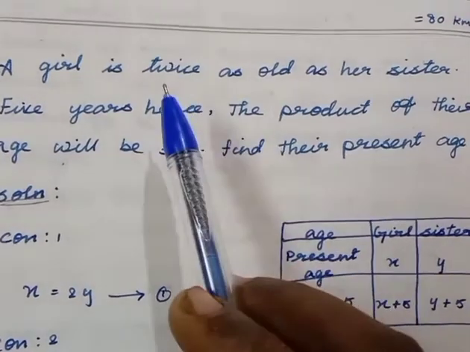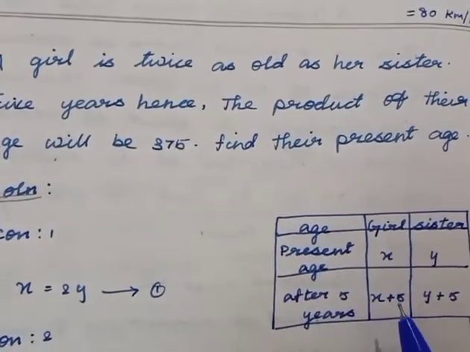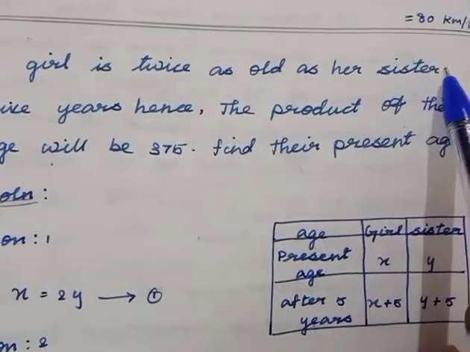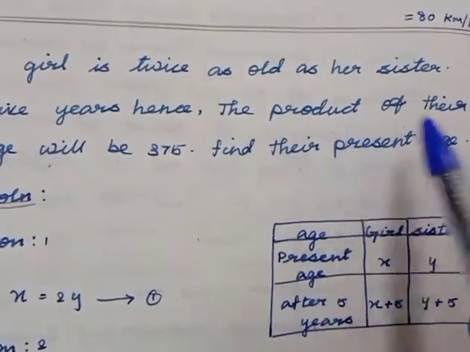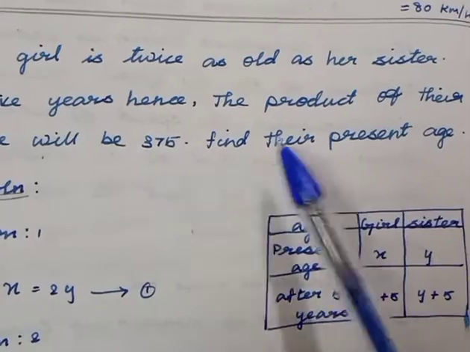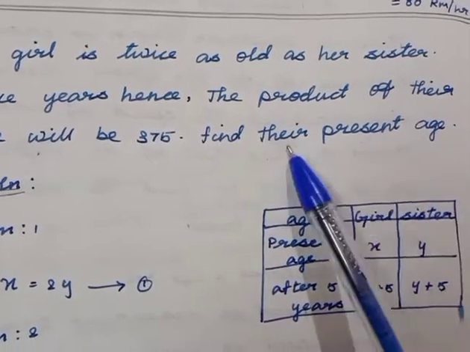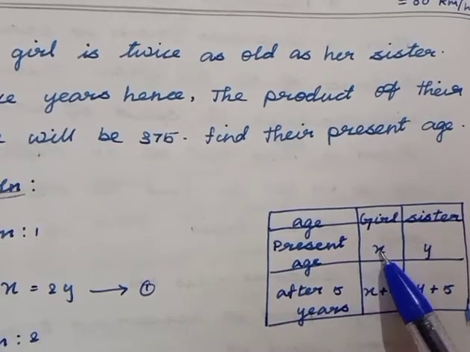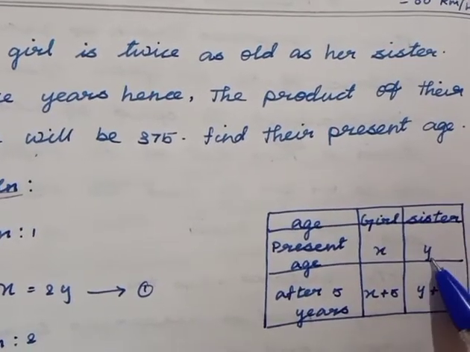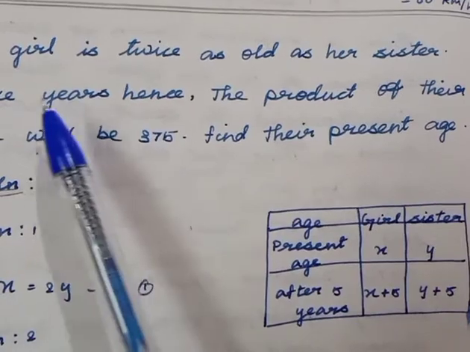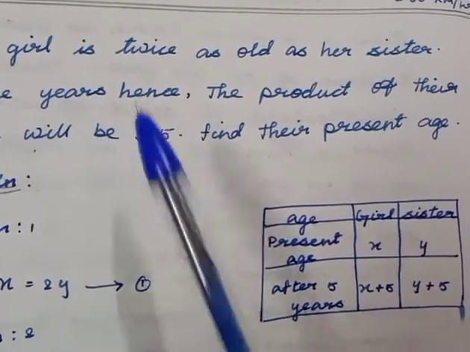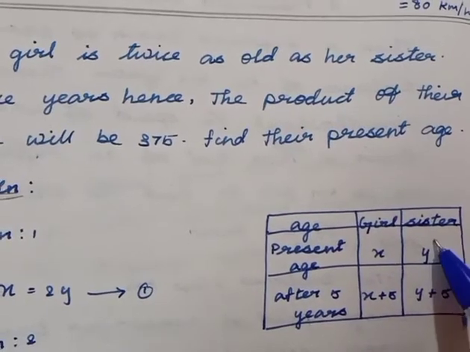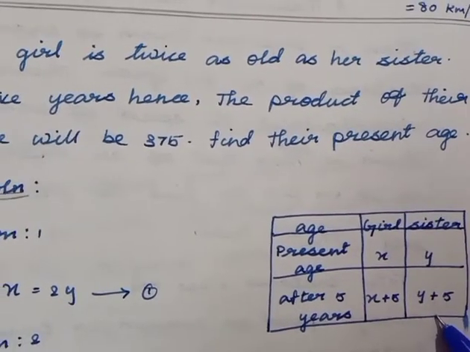Listen students, the given problem you have to write it as a tabular column. The girl is twice as old as her sister. 5 years hence the product of their ages will be 375. Find their present age. Present age is unknown, so we consider for the girl present age x, her sister present age y. After 5 years, the girl's age is x plus 5, her sister's age y plus 5.